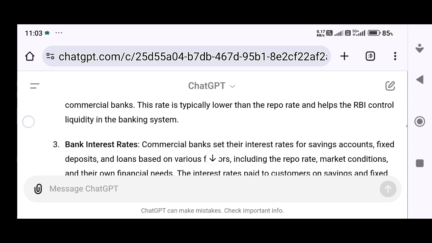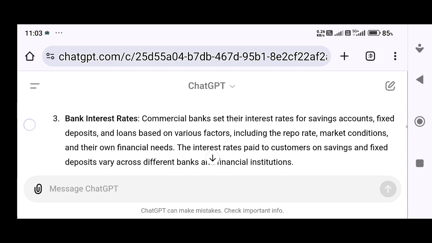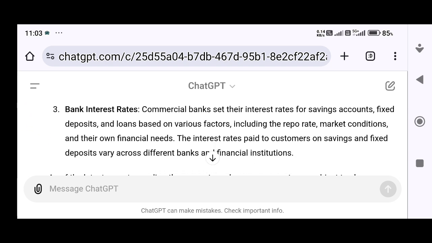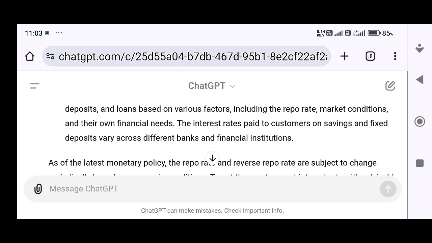3. Bank interest rates. Commercial banks set their interest rates for savings accounts, fixed deposits, and loans based on various factors, including the repo rate, market conditions, and their own financial needs. The interest rates paid to customers on savings and fixed deposits vary across different banks and financial institutions.